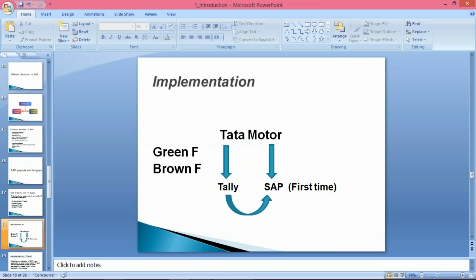Greenfield implementation means, let's suppose Tata Motor is a totally new organization which is going to be constructed or built. Say for example, Tata Motor is a totally new setup. Tata Group has decided that they are going to enter into four-wheeler manufacturing. So they decided that the organization name is Tata Motor.